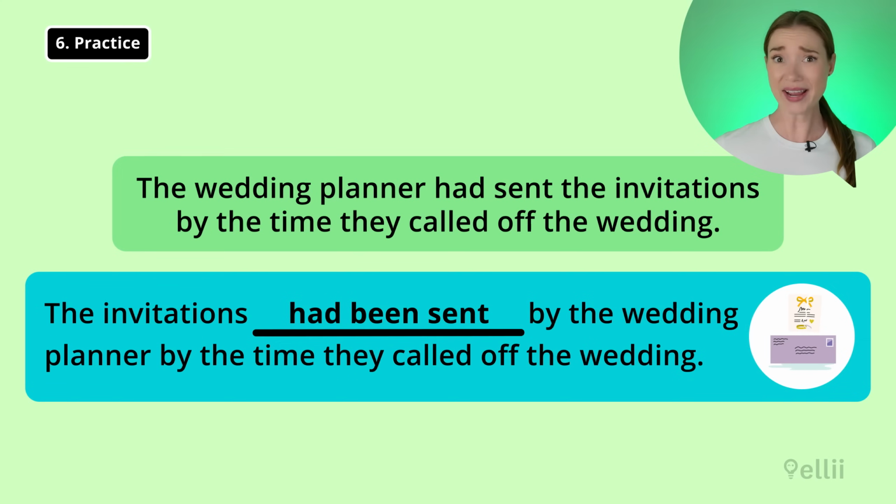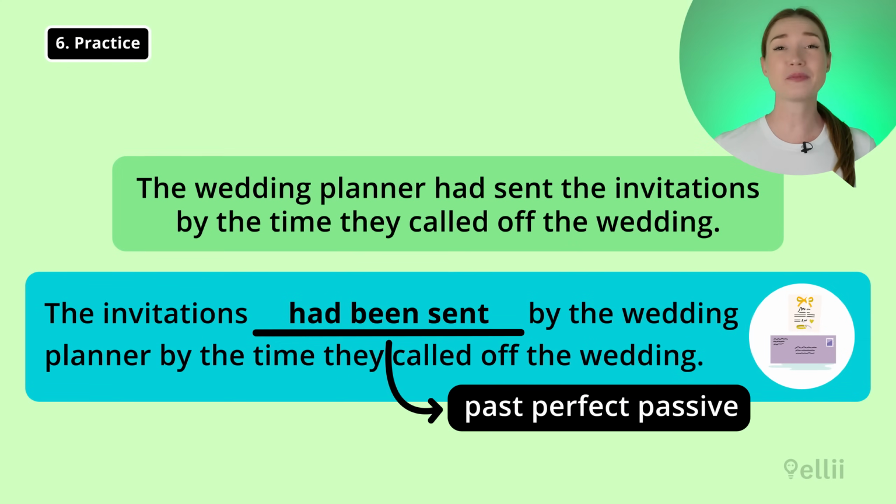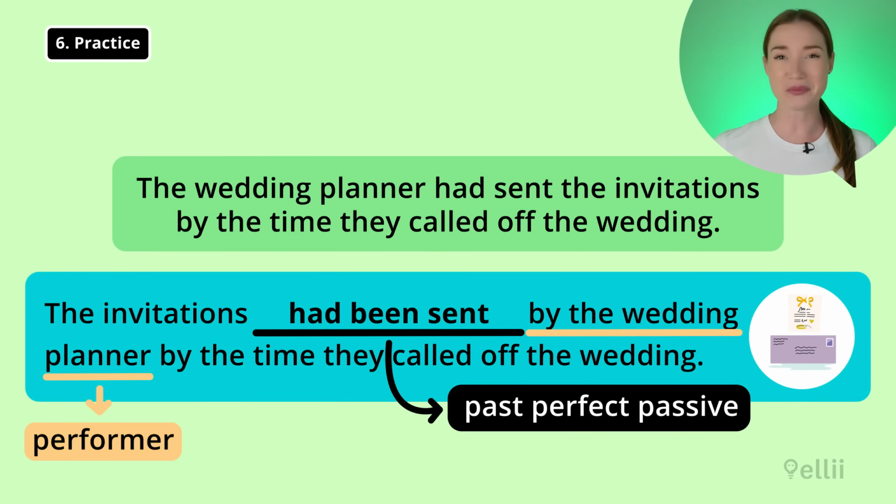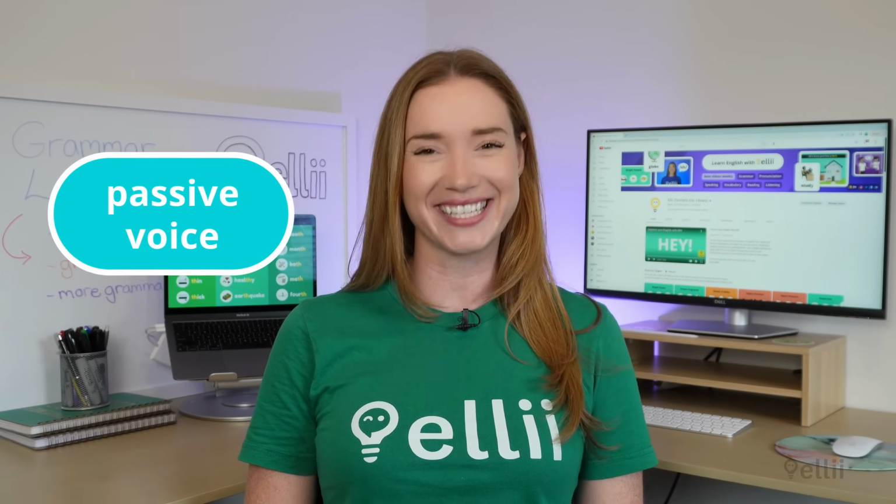Did you get that one right? The past perfect passive of the verb send is had been sent. Note that this sentence includes two phrases with by, one for the performer of the action and one for the time marker. Wow, you just learned a lot about the passive voice in English.